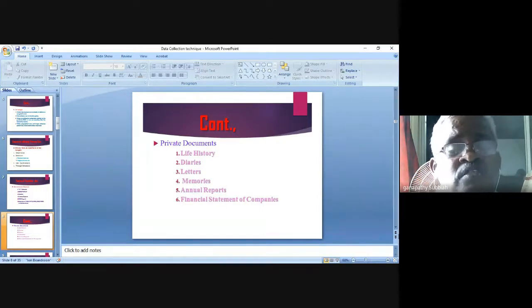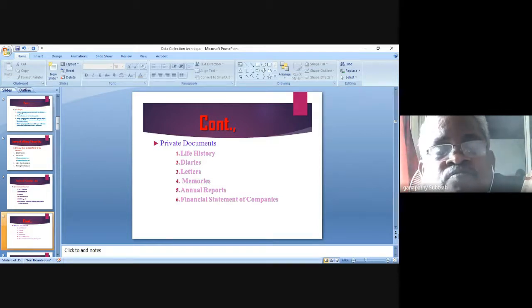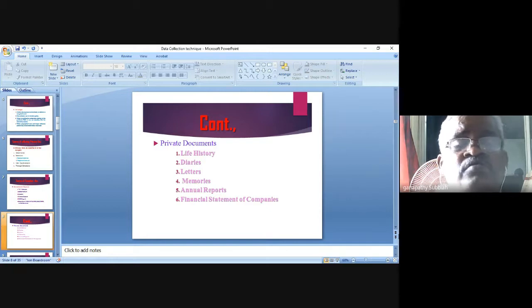Then private documents, secondary data from private documents. Private documents are another important source of secondary data. Number one, life history. The life history of individuals. For example, in historical studies, the personal profile of former emperors in India, former emperors in the world. These are related data from the life history. Then diaries. Diaries are another important authenticated evidence, data of a secondary nature. The hints in a diary are important evidence for the execution of research by the researcher. Then letters.